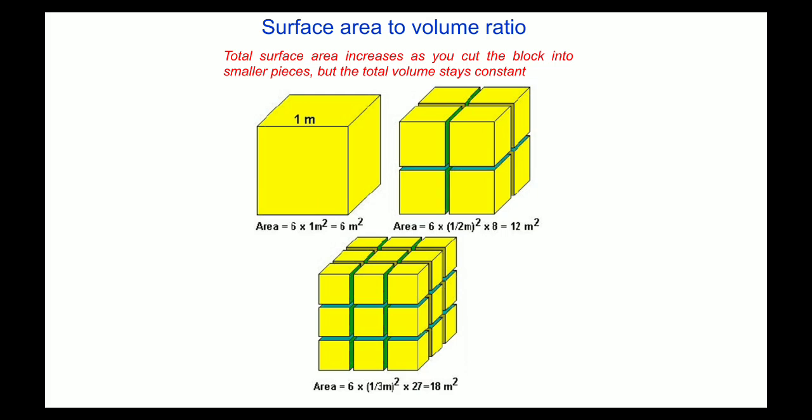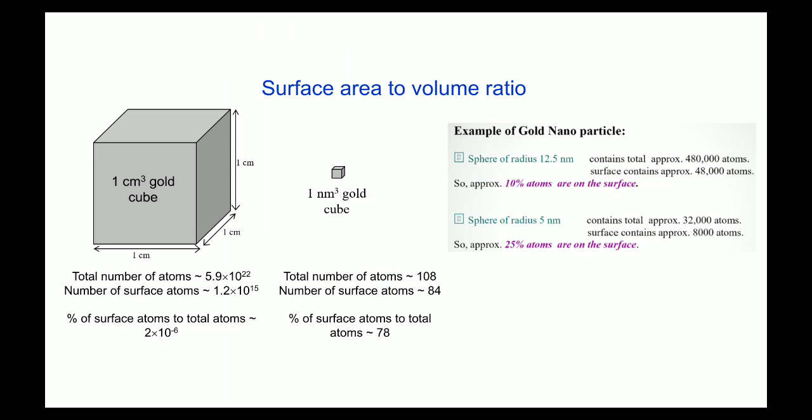Okay, and then you can see the surface area has increased. Now let us see an actual example of this, and we can understand how it is going to change at the nanoscale. Suppose we are taking a cube of gold. The size of the cube is 1 centimeter by 1 centimeter by 1 centimeter. So we have a gold cube.